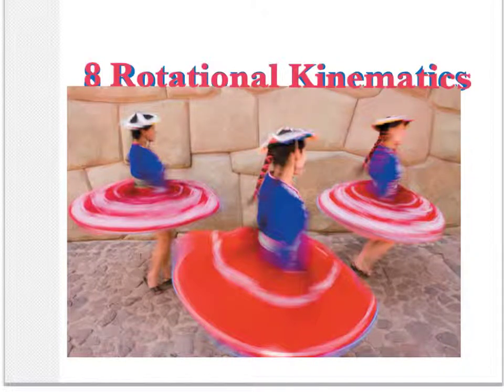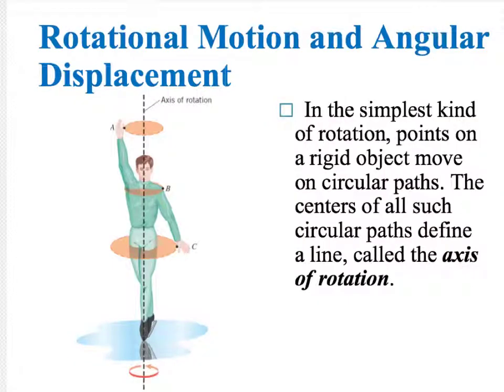So here we are in Chapter 8 on rotational kinematics. Now you guys remember kinematics. Kinematics is the study of motion in a straight line. So rotational kinematics is the study of motion in a circle. So in this section we're going to learn about rotational motion and angular displacement.